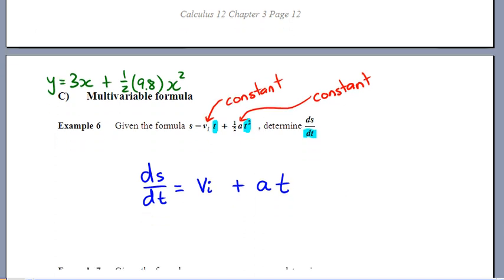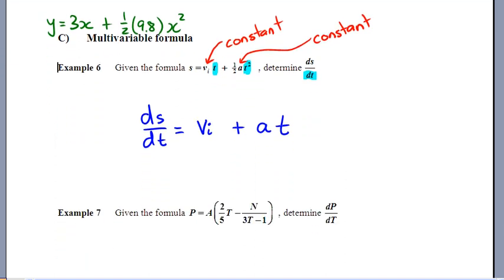Okay, the next one, got some formula that relates a whole bunch of things together. Maybe this is something from chemistry, and they've said, oh, can you go and do a derivative? Oh, by the way, capital T is the main variable of the day, right? That's the only thing that's changing. Anything else, like the 2/5, the n, the 3, the a, those are all constants. Okay, you just have to think about what's actually a variable and what's actually a constant.